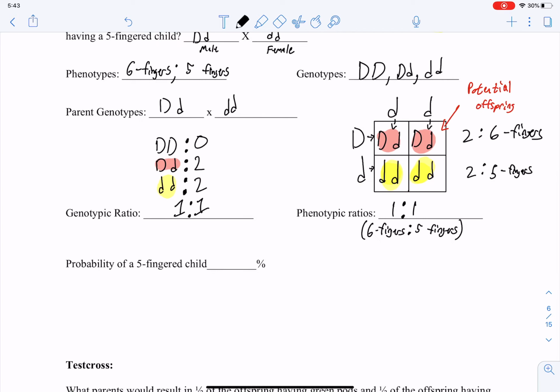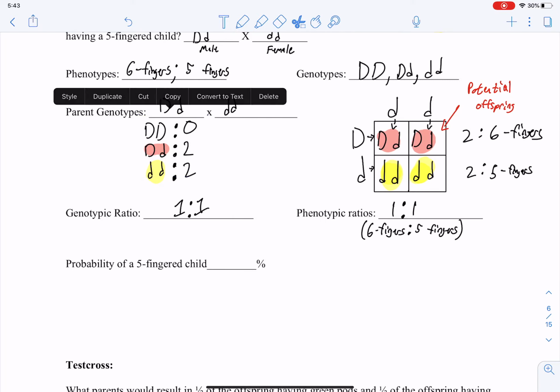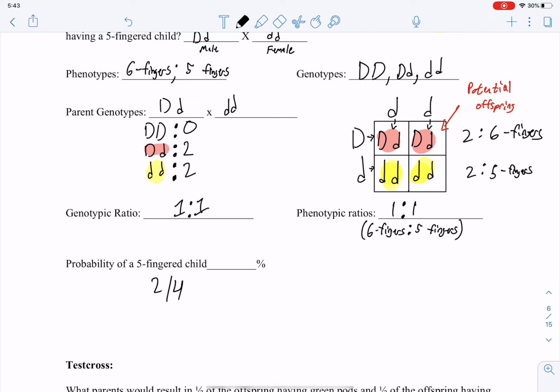And then the question asks, what is the probability of a 5-fingered child? So for that, we have to know that a 5-fingered child is homozygous recessive. So we're looking for little d. And we can see out of a 4 square box, 2 of them are an option. So that would be 2 out of 4, or 50%, which would be our answer.